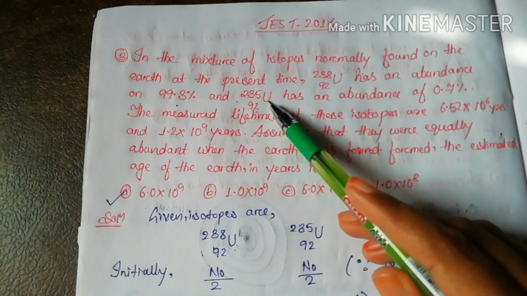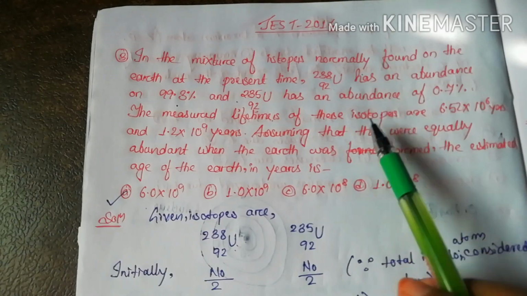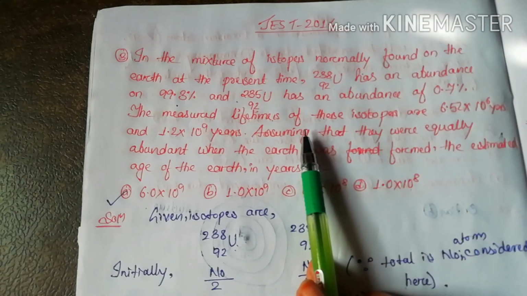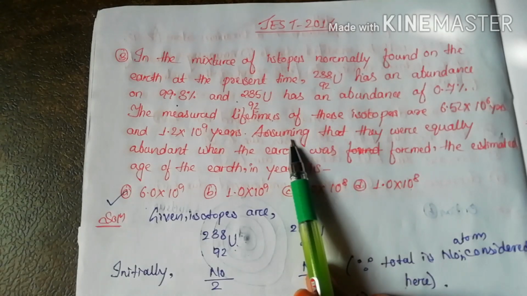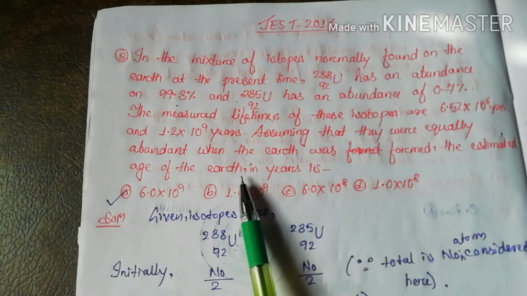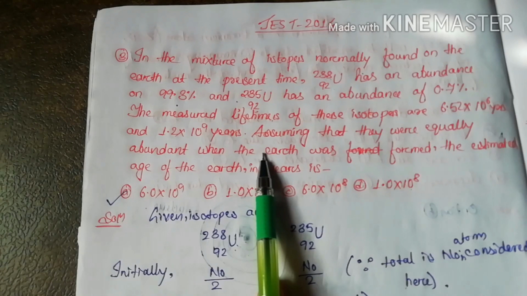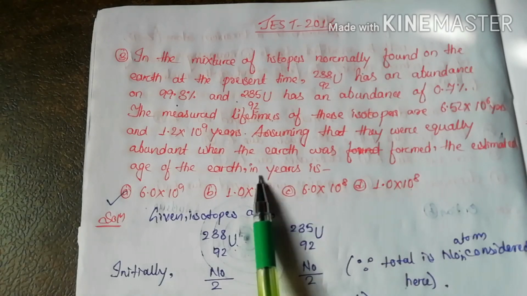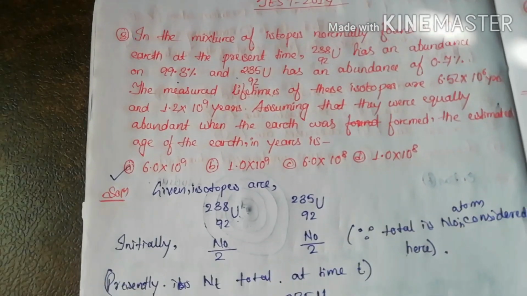99.3%, and uranium 92-235 has an abundance of 0.7%, and the lifetimes measured of these two isotopes are 6.52 into 10 to the power 9 years and 1.2 into 10 to the power 9 years, right? So we have to assume that initially both the isotopes were equally abundant, and we have to estimate the age of the earth in years. So here we have 4 options.